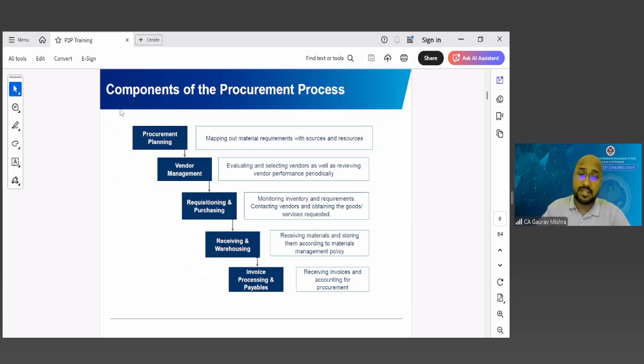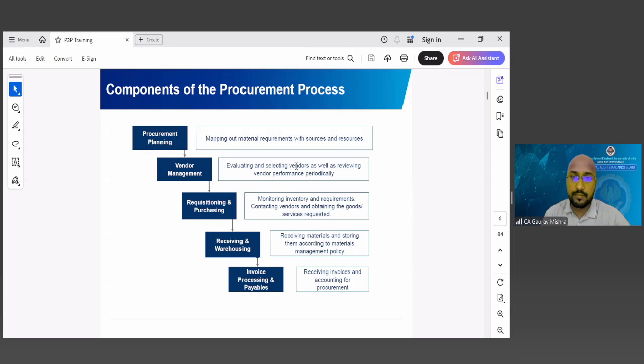This we have already discussed. This is the component of the procurement process. And we have already discussed that this is procurement planning, which you have to do. Then vendor management, that is evaluating and selecting vendors as well as reviewing vendor performance periodically. Next is requisition and purchasing, and next is receiving and warehousing, which is also called GRN. Then invoice processing and payables. These are the components, or sub processes, within the procurement to pay process.